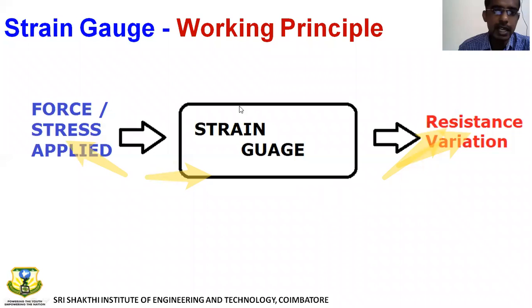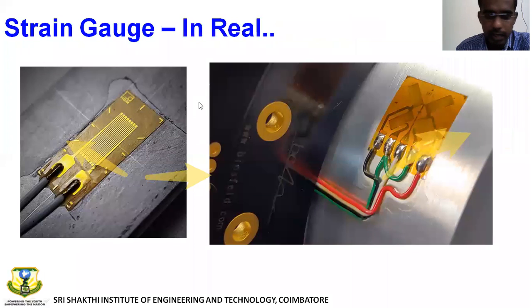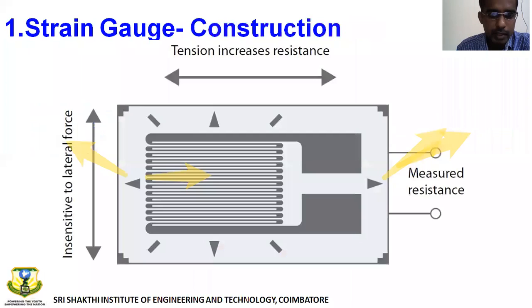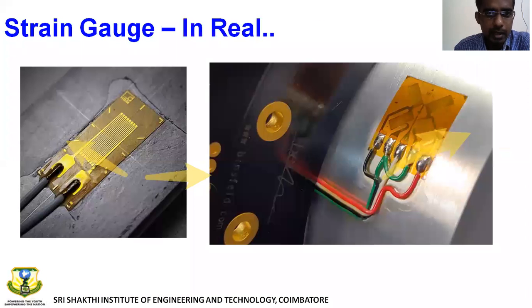Now let's get into how it looks like. See, I told you that this is a metallic foil, right? So this looks like a diagram. This is how in actual it looks like. See, here there is only one strain gauge. Here there is an array of strain gauges. There are 1, 2, 3, 4.